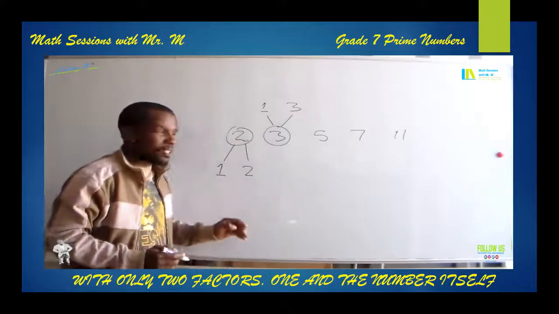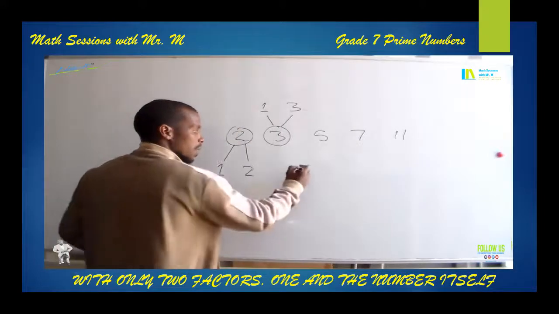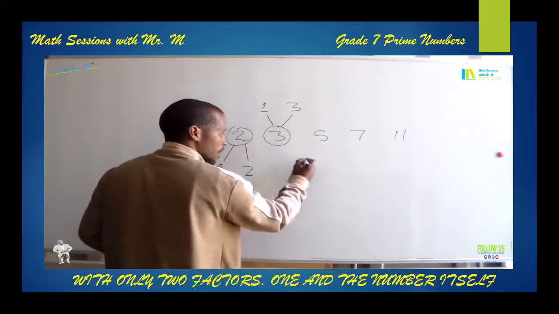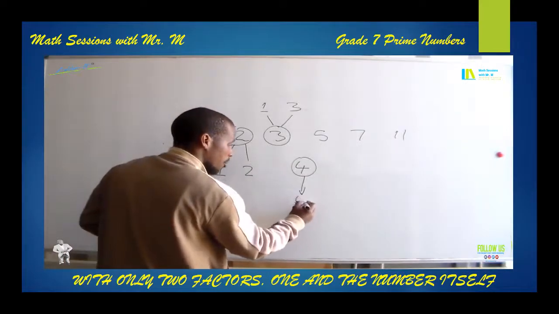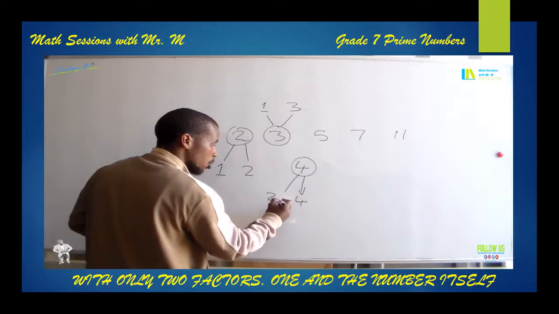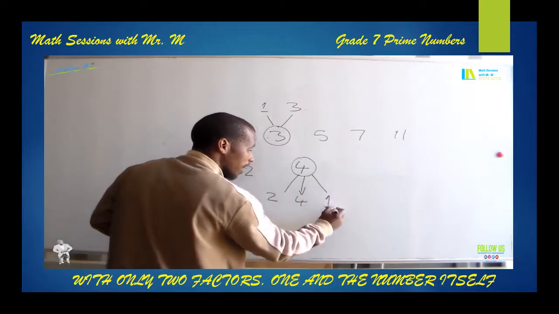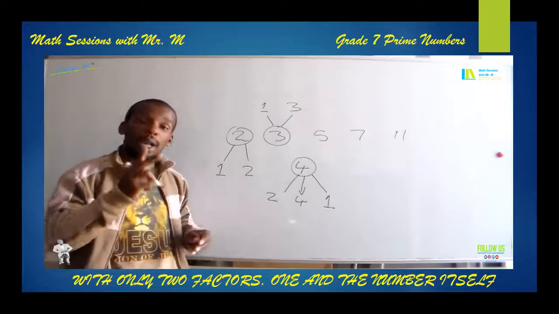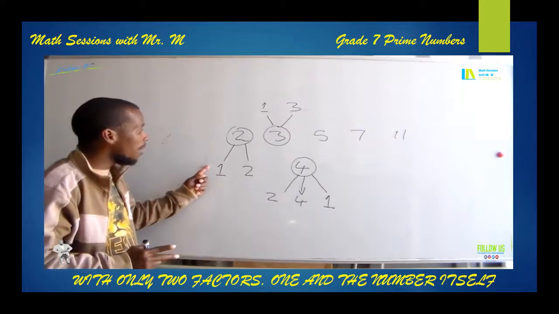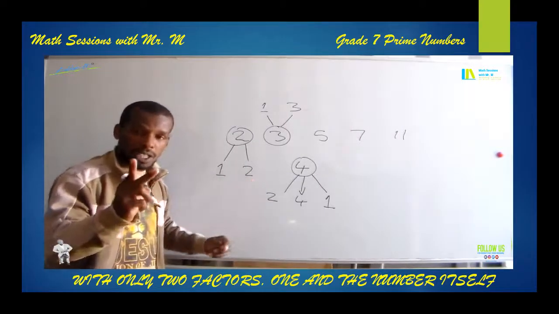That is prime numbers. If you take, for instance, 4, it is not here. 4 is not a prime number because 4 is divisible by 4, by 2, and by 1. So it's 1, 2, 3 factors. A prime number has only 2 factors, 1 and the number itself.